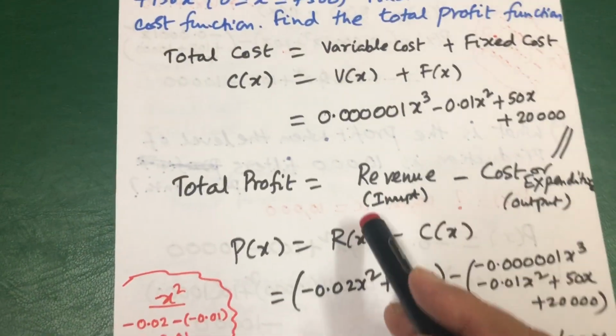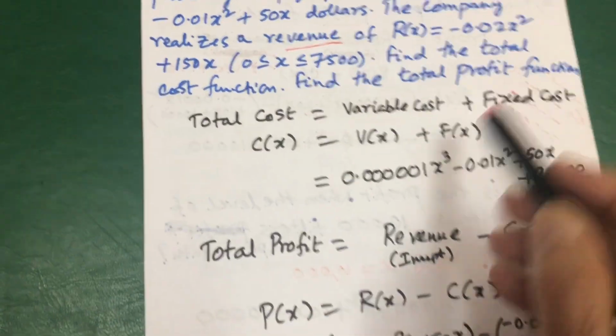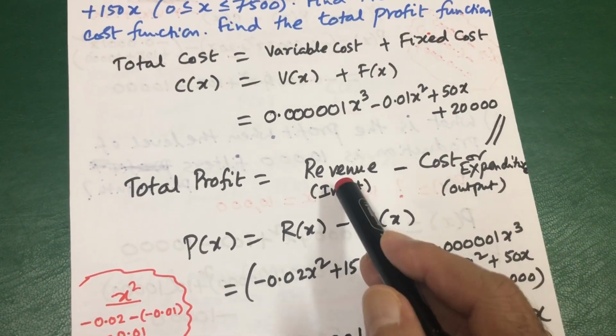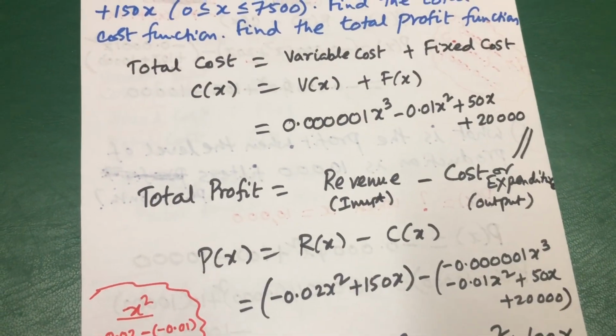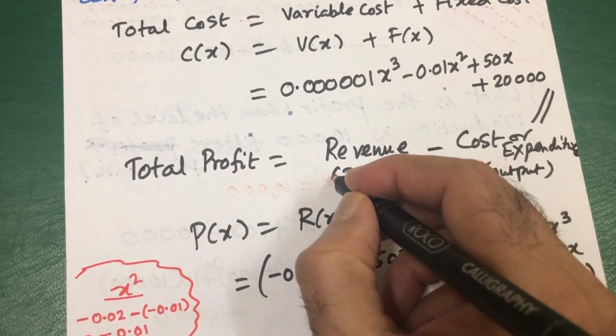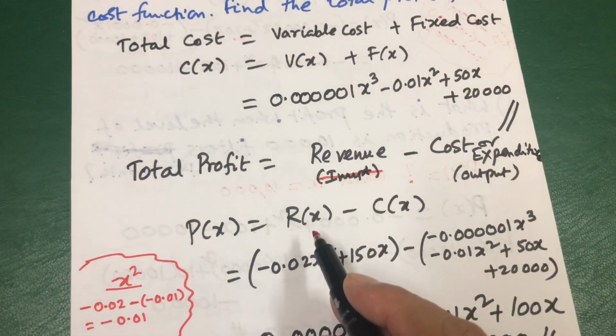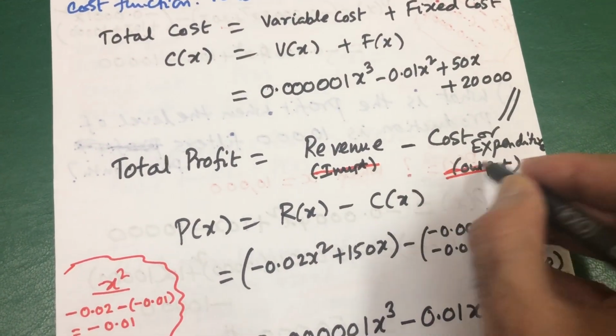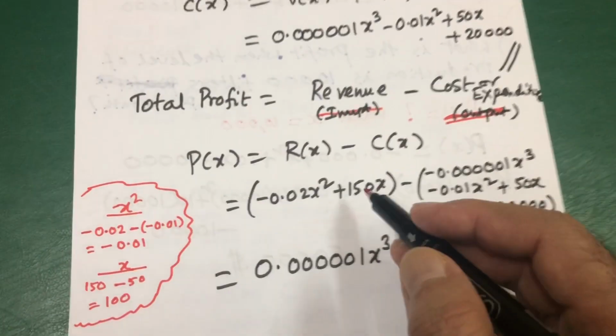What is your formula? Total profit. The question is: find the total profit function. What is the total profit function? Revenue minus cost. Revenue means the money that comes into your pocket. So that is Rx minus cost, meaning the money that you spent on the business.